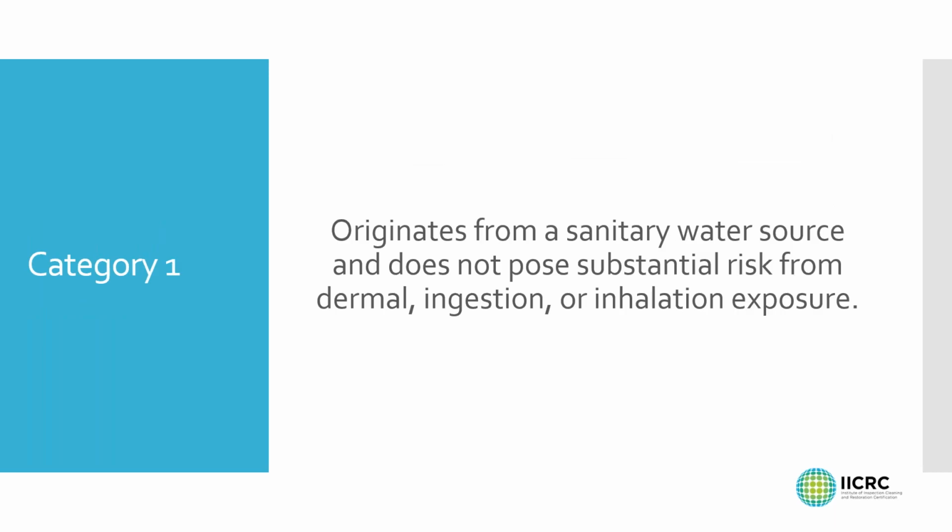So let's look at the categories individually. Category 1, still very easy, originates from a sanitary source. There's really no substantial risk to the occupants or the employees or workers because it's clean water. You should be able to almost drink this. Now, I know you're not going to scoop water off the floor and drink it, even if it is category 1, but this is clean water. It doesn't pose a risk.